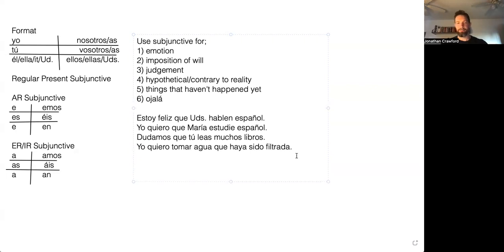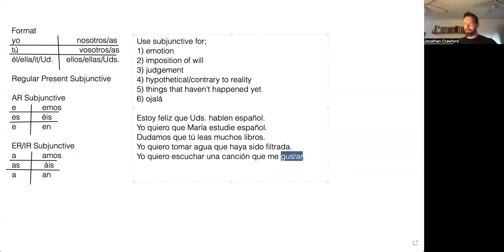But let's do another example that's less complicated. Okay, I want to drink water that is... no. Let's do the other one. I want to listen to a song that I like. Okay, yo quiero escuchar una canción que me gustar.